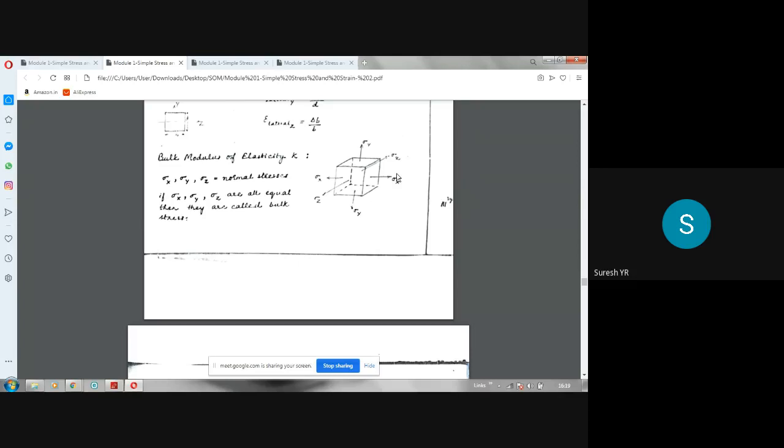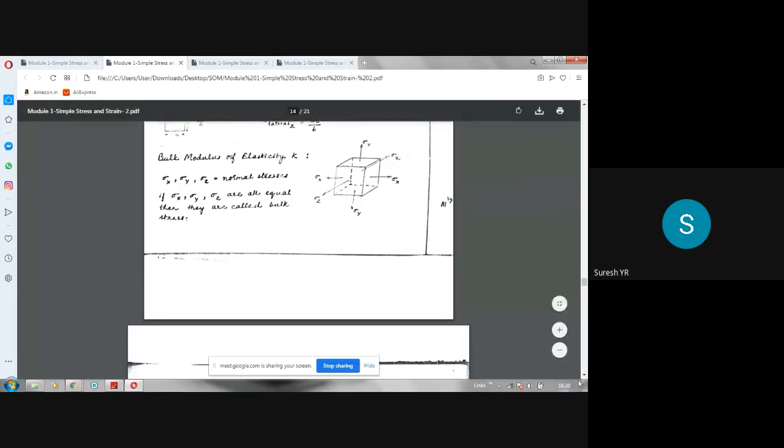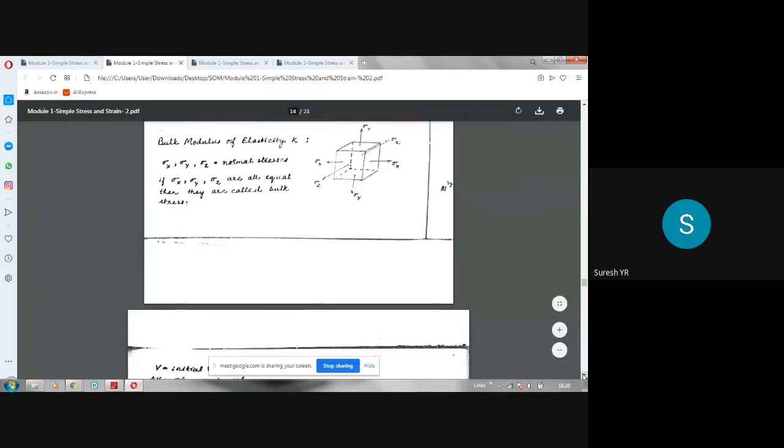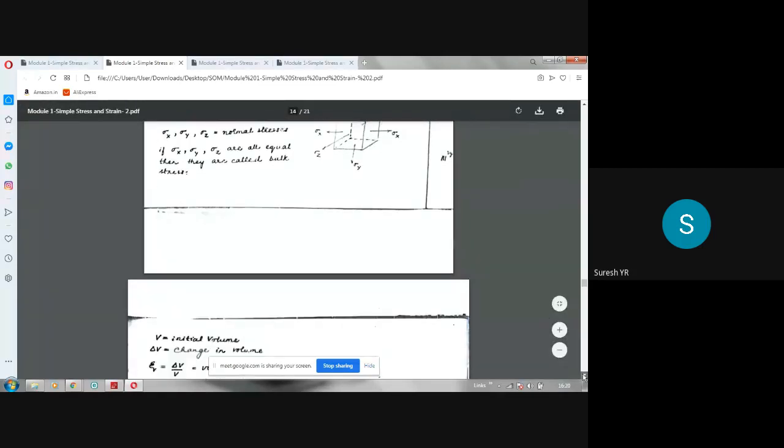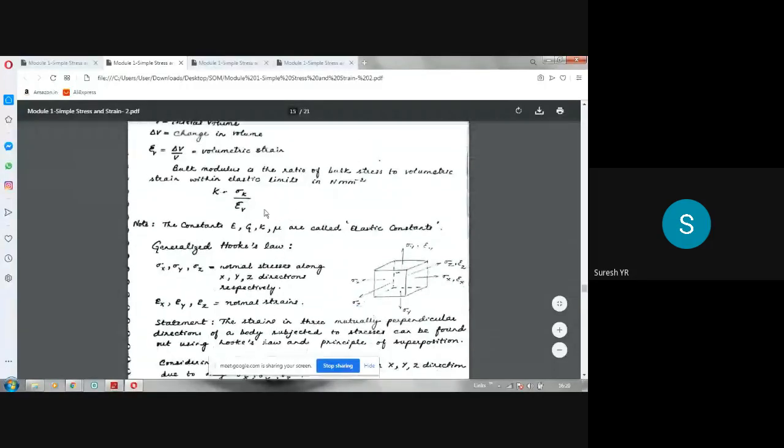Bulk means volume. So when the stresses act in all the three directions, volume will come into picture. So bulk modulus of elasticity K is defined as the ratio of bulk stress to volumetric strain. So when you talk about bulk modulus, you have to take the volume into picture. So volumetric strain will come in the denominator. So bulk stress divided by volumetric strain. So this is called as bulk modulus.